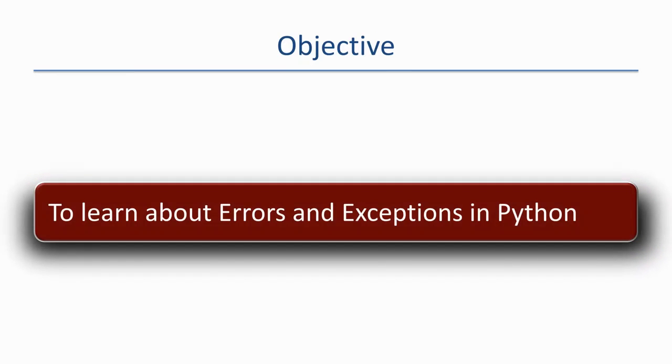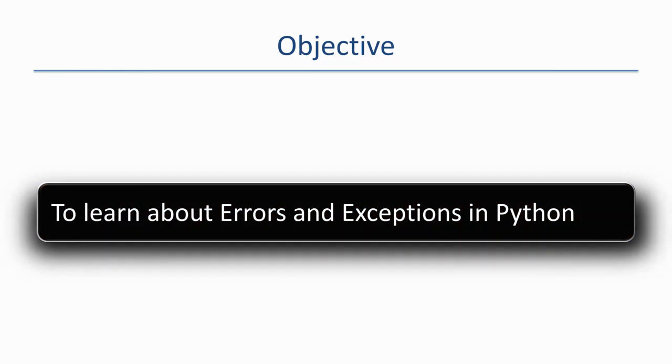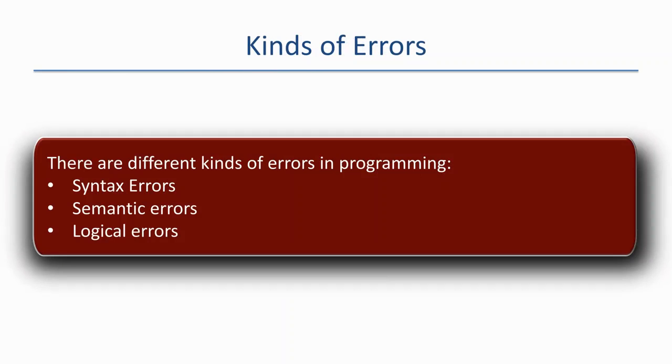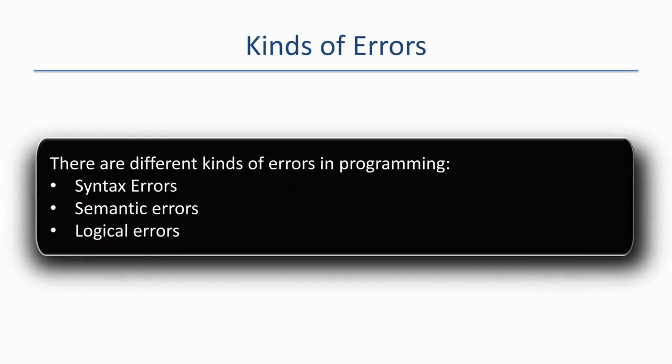The objective of this lesson is to learn about errors and exceptions and how to handle them in Python. There are different kinds of errors in programming. There are syntax errors, there are semantic errors, and there are logical errors.